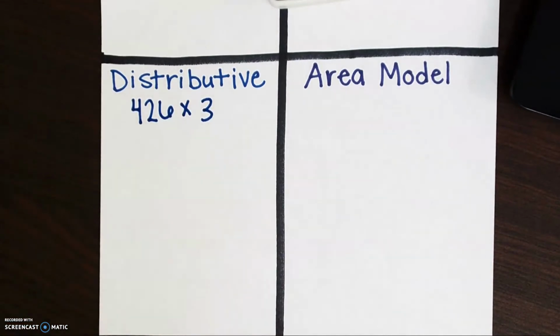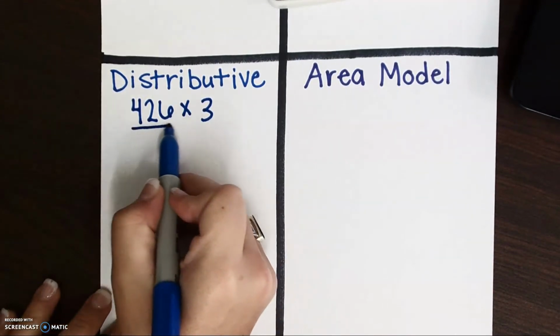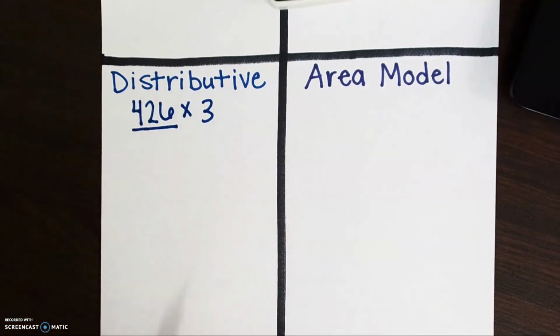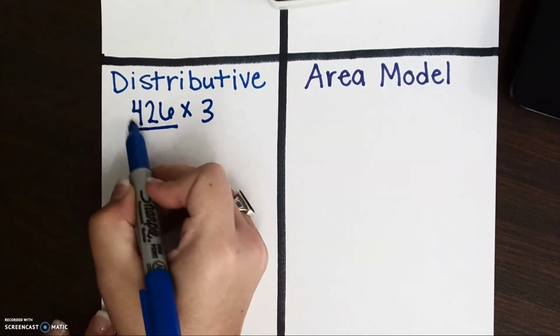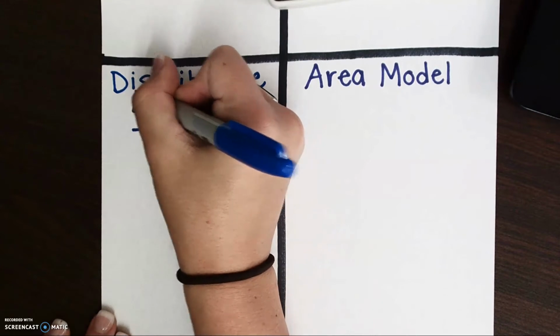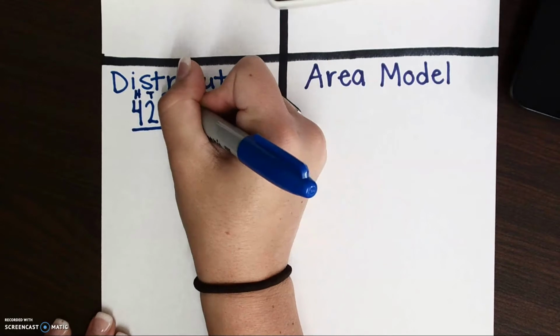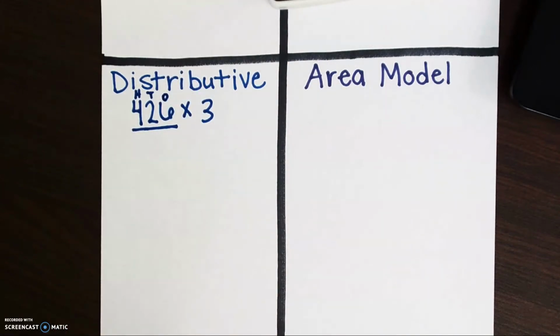Same way we do 2-digit times 1-digit. You're going to take this big number, the first big number, and you're going to divide it into the different place values. My 4 is in the 100 spot. My 2 is in the 10 spot, and my 6 is in the 1 spot. So if you need to draw an H and a T and an O to help remind you what place value those numbers are in, go for it.